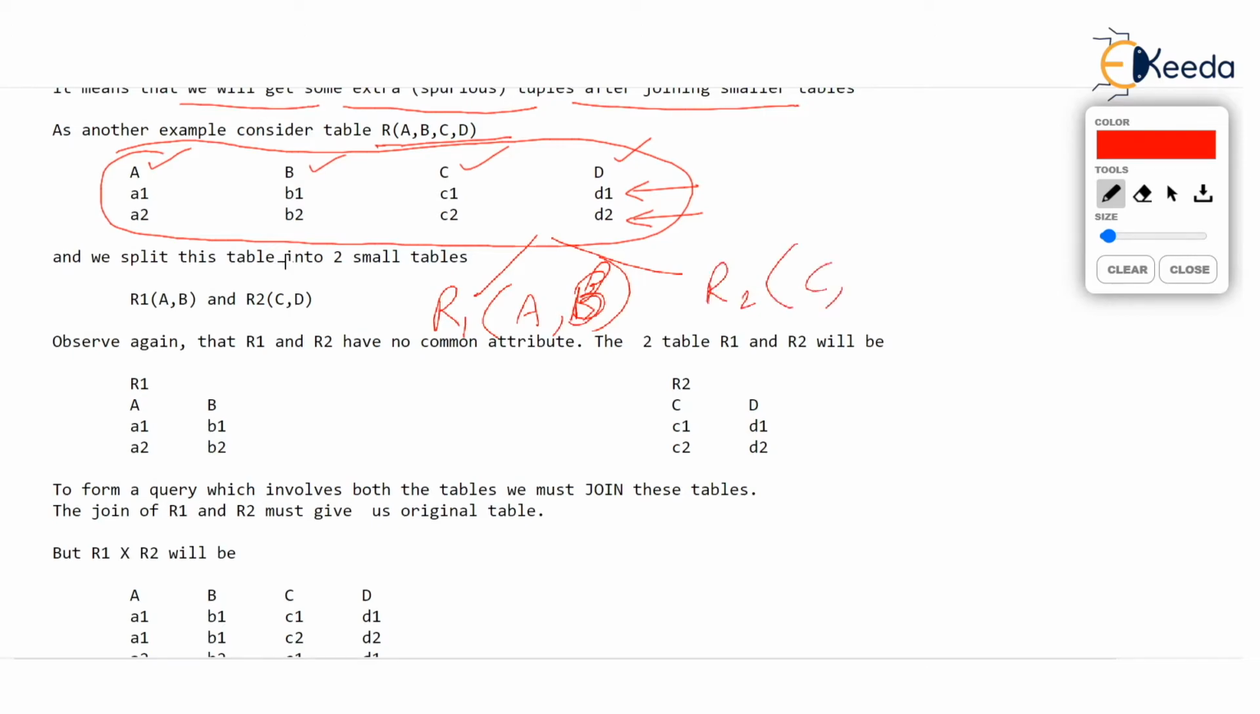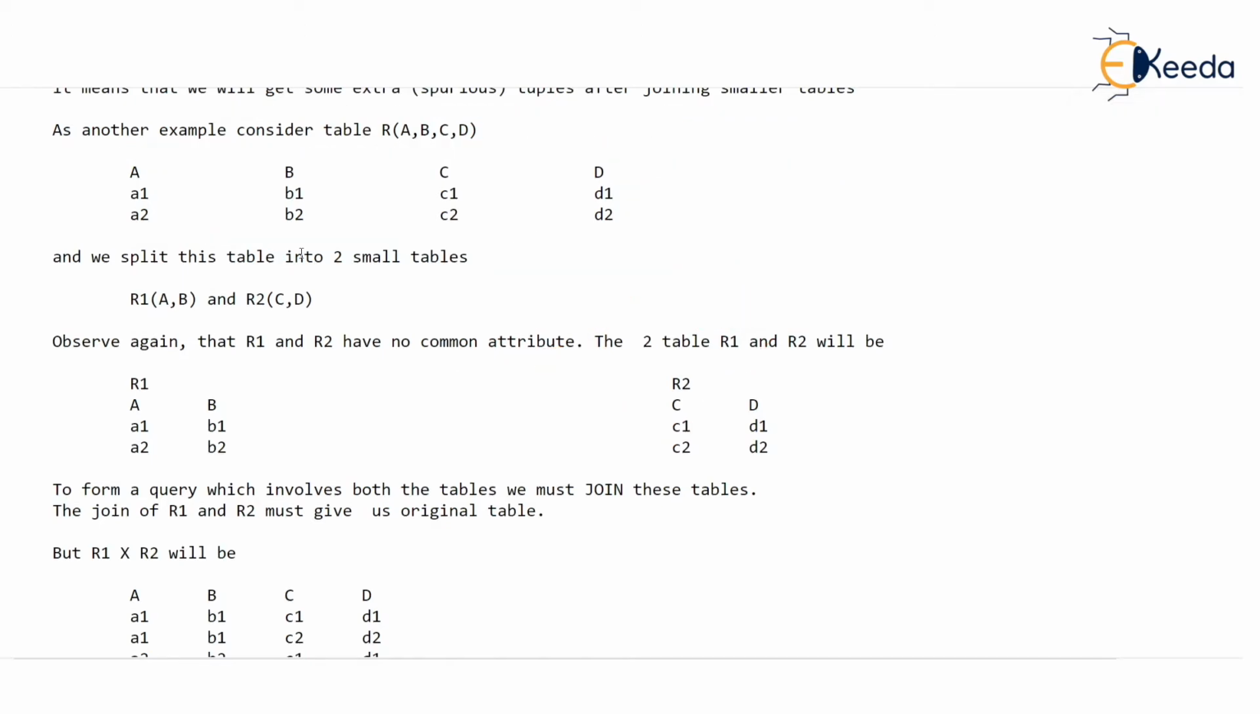Now see this decomposition. In R1 and R2, there is no common attribute, isn't it? R1 has AB, R2 has CD. There is no common attribute. Then forget it. This is wrong. This will be lossy decomposition, because on joining these two tables later on, we are not going to get the original table. We are going to get some spurious tuples. Let's see. So we have decided something wrong.